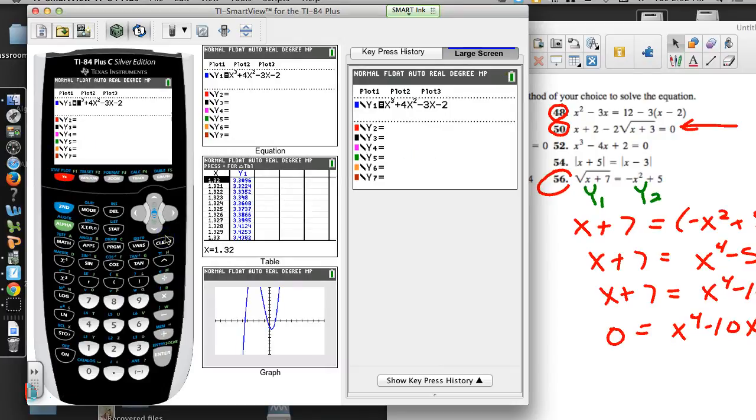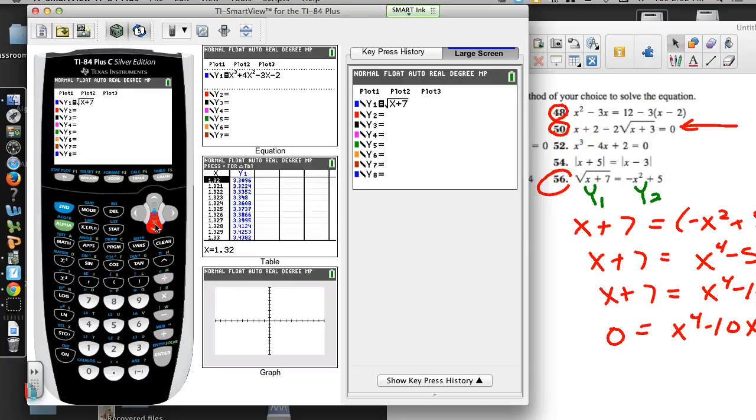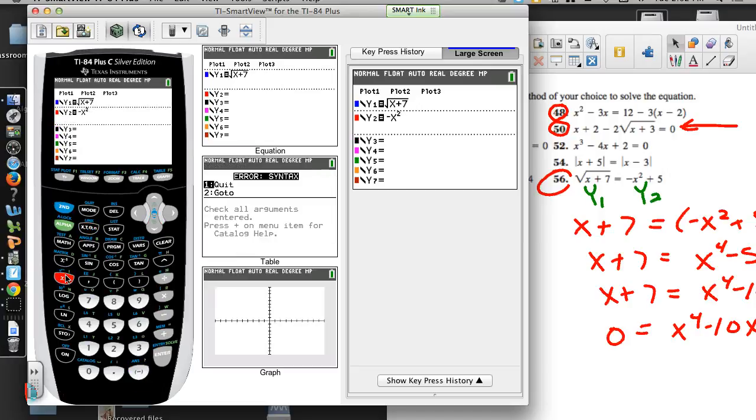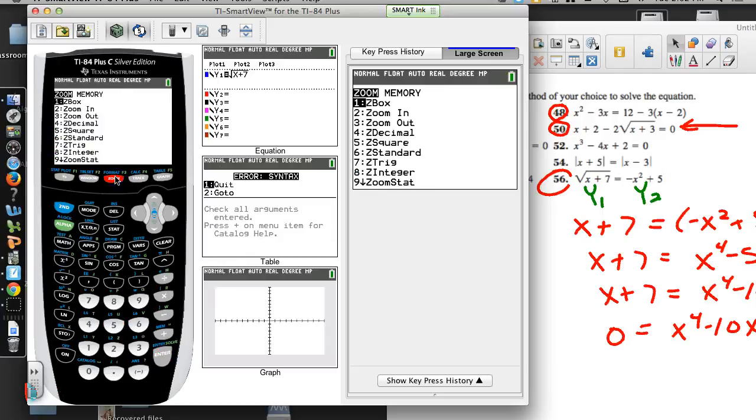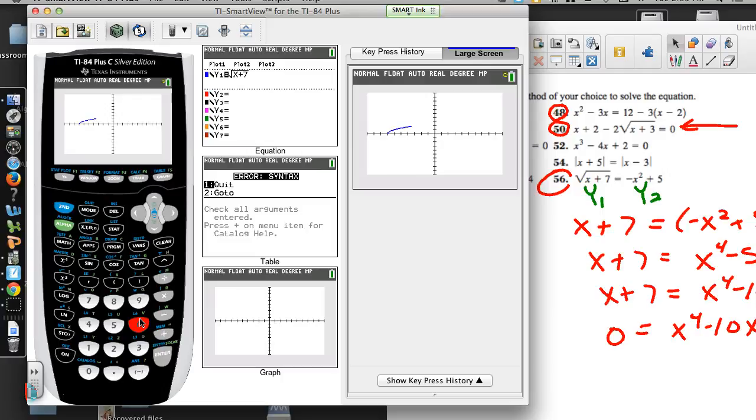So we clear this out, and we put in the square root of x plus 7 and then negative x squared plus 5. And let's see if Zoom Standard is going to give us a good enough look at that one. So there's the first graph. That's our square root graph. And we can see there are two solutions here.